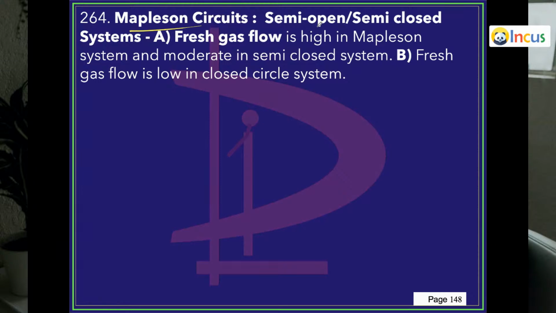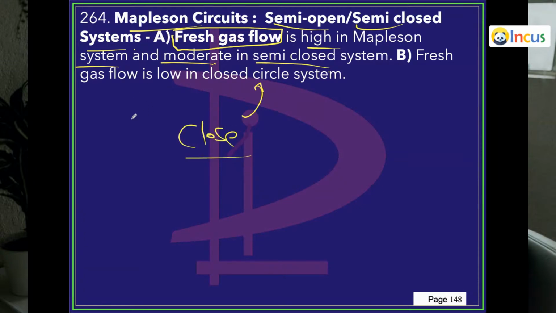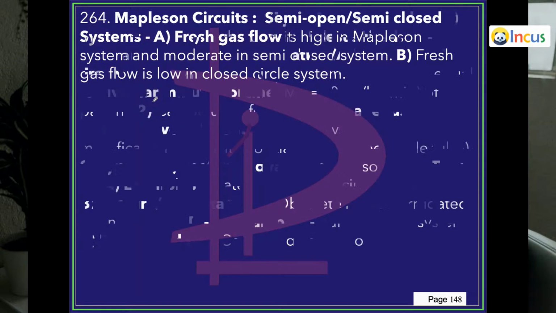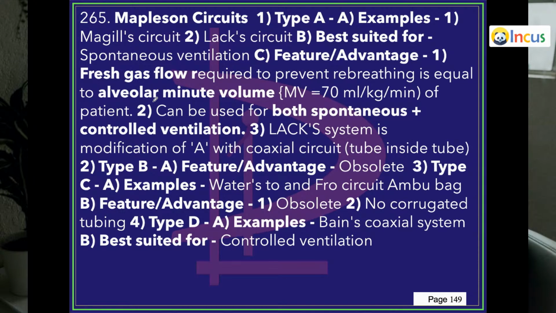Mapleson circuits are typically semi-open systems. There is a fresh gas flow. Typically, it is high in the Mapleson system and moderate in a semi-closed system, whereas in a closed circle, the closed anesthetic circle, the fresh gas flow is low. So now, how many Mapleson circuits do you know?